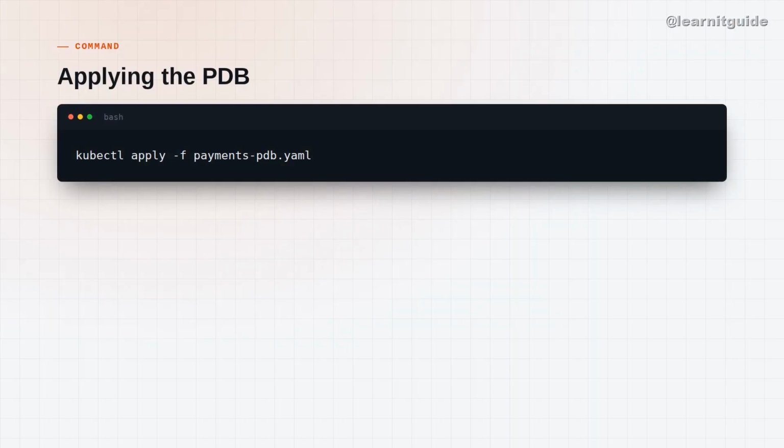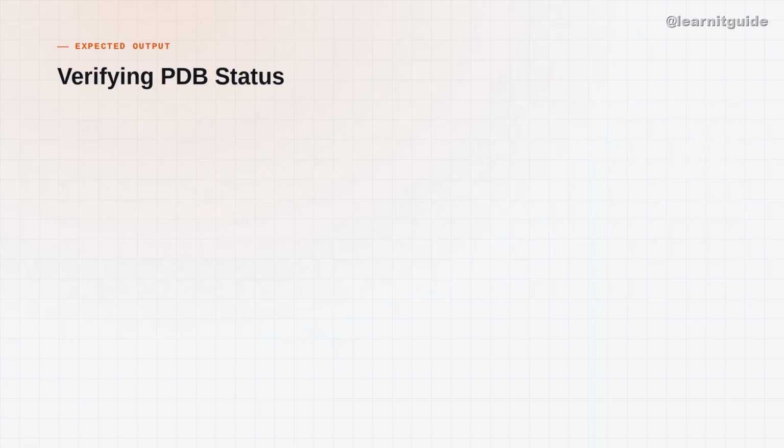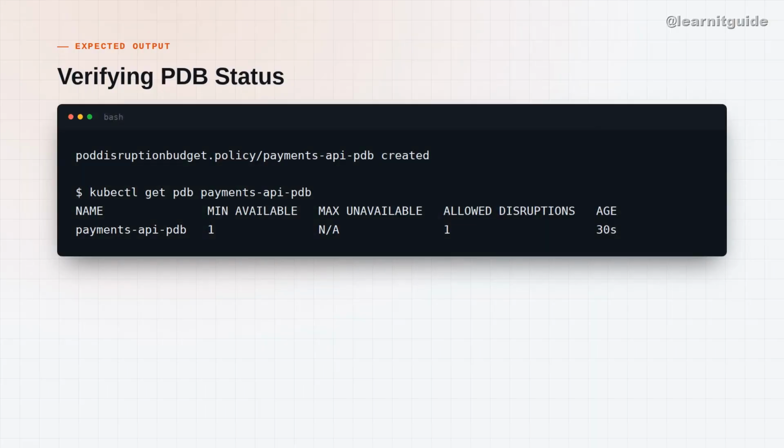Once applied, the PDB controller immediately begins tracking the pods that match our selector. You can verify the status by getting the PDB object. The output shows the allowed disruptions count. In this case, we have 1 allowed disruption because we have 2 replicas and a minAvailable of 1. This means the system knows it can safely terminate 1 pod without breaking our availability requirement.